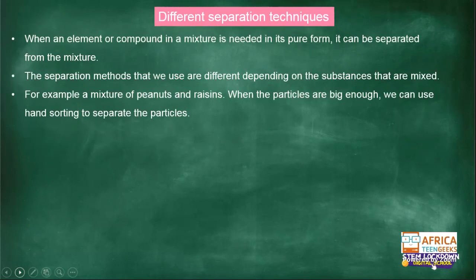Now, an example of a mixture is peanuts and raisins. When the particles are big enough, you can use hand sorting to separate them. So you're not going to use a sieve to separate the peanuts and the raisins. You'll use your hands to separate them.